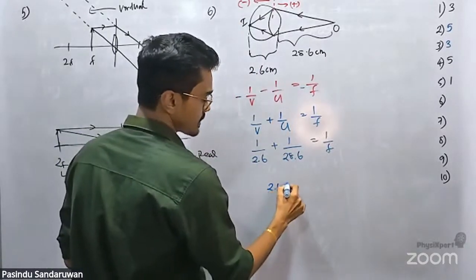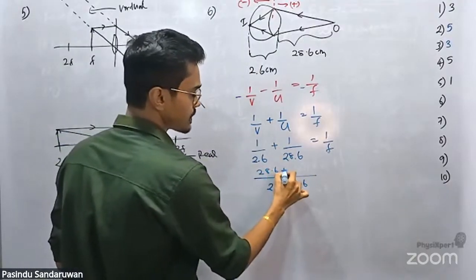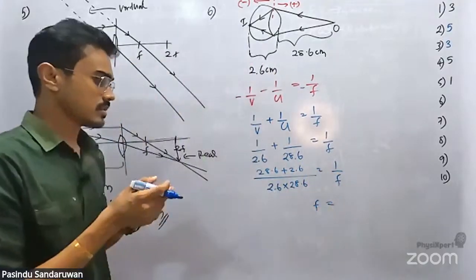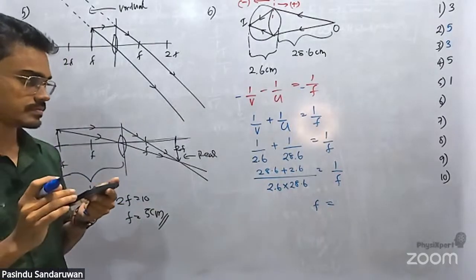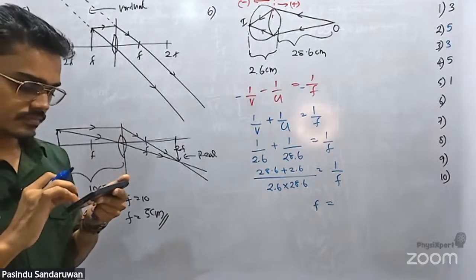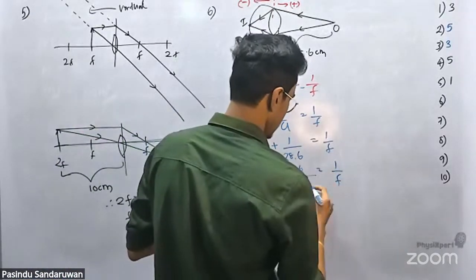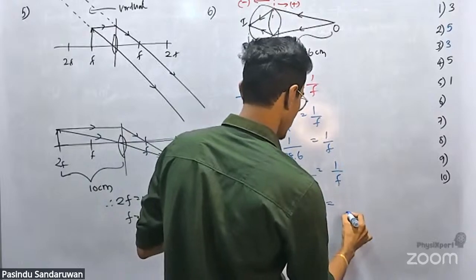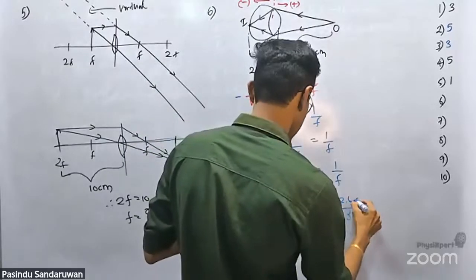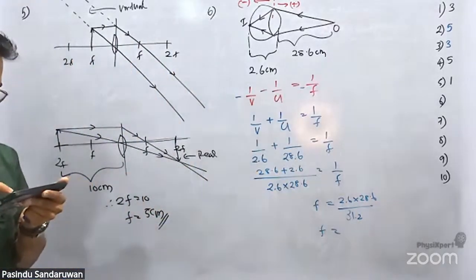Simplify this. This is 1/f equals (28.6 plus 2.6) over (2.6 times 28.6). Simplify this. This is 31.2, and this is 2.6 times 28.6. A small simplification is there. Simplify it.